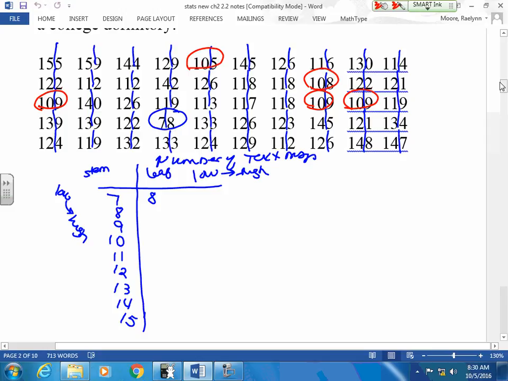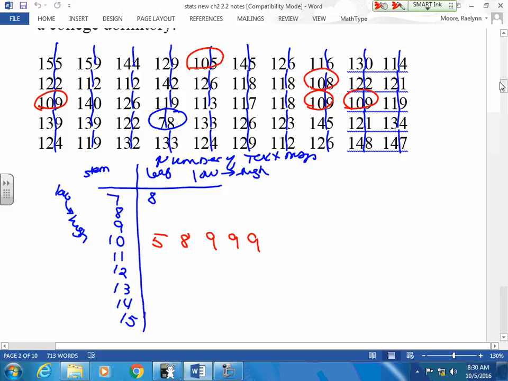So what is your lowest ones digit here? 5. Then what? 8. Then 9. How many 9s do you have? The key to a stem and leaf is the positioning. You want everything spaced the same way. My next entry has to go right under these.